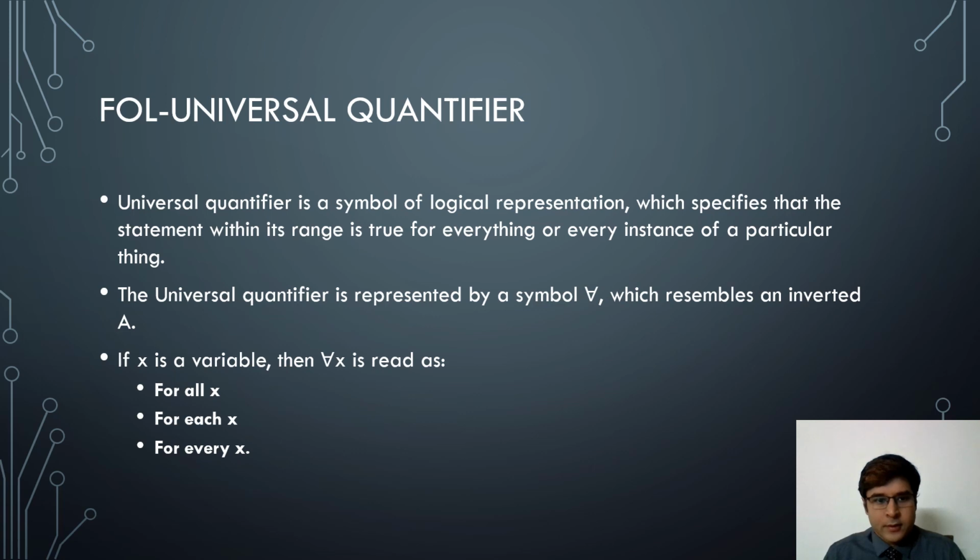Universal quantifier. The universal quantifier is a symbol of logical representation which specifies that the statement within its range is true for everything or every instance of a particular thing. The universal quantifier is represented by the symbol for all, as shown here, which resembles an inverted A. If x is a variable, then for all x is read as for all x, for each x, and for every x.